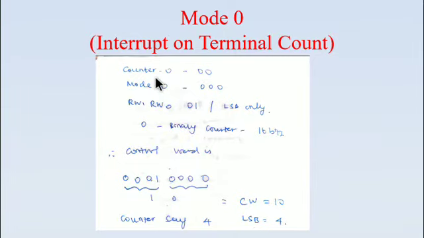Here I am going to write counter 0. Consider the count 0 0 0 and mode 0 is 0 0 0. Already we know how to frame the control word format. Here RW1 RW0 is 0 1, because I am going to write only the LSB, and the binary counter is 16 bit. Putting all these things in the control word format, I get 1 0. And I am going to count only 4, for example, any number. Here I am considering a 4.